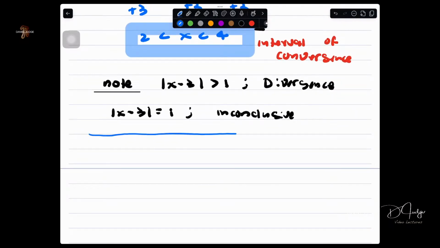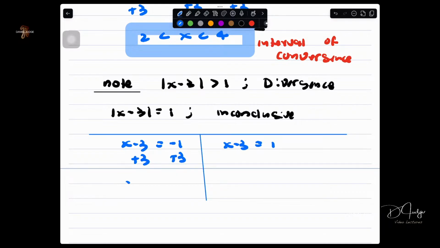So solve this absolute value equation now. I guess this is where it's intermediate algebra. x minus 3 is negative 1. x minus 3 is positive 1. Add your 3, x is 2. Add your 3, x is 4.